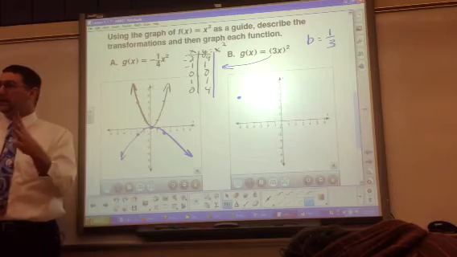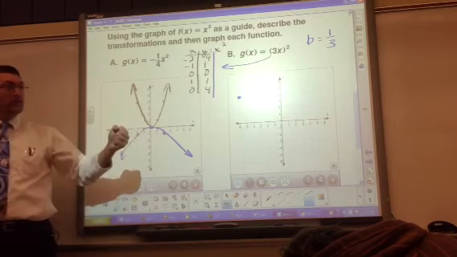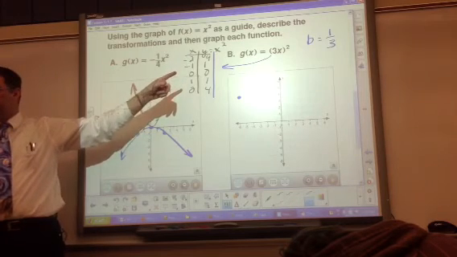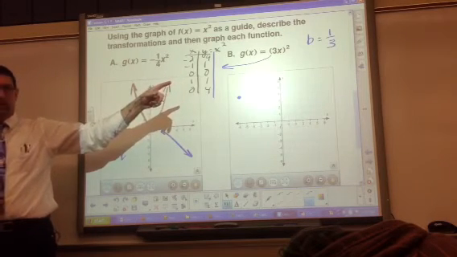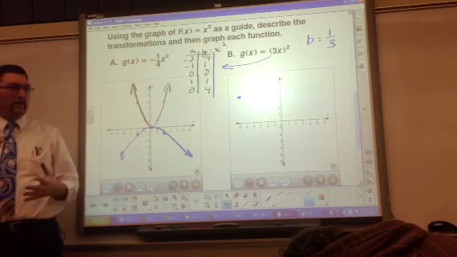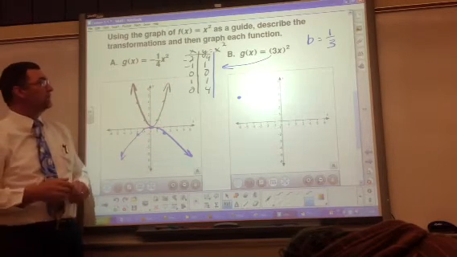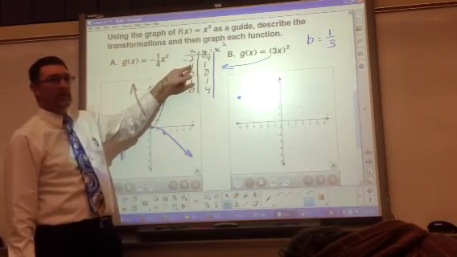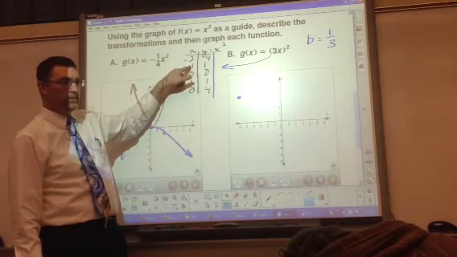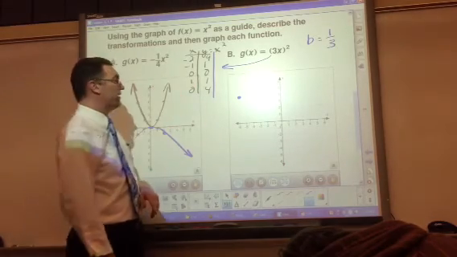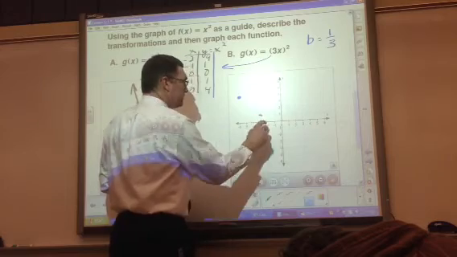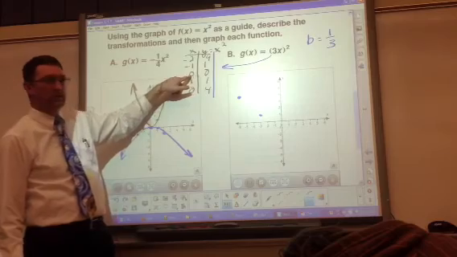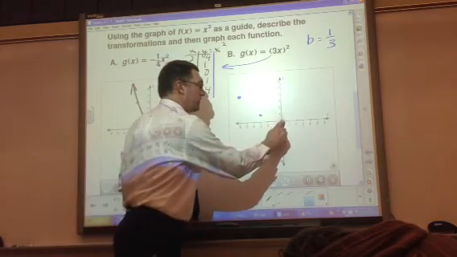Because if it's a horizontal stretch or compression, does that affect the y values? Okay. All right. It does not affect the y values, it affects the x values. So 3 times negative 2 is going to give me negative 6, 4. 3 times negative 1 is? Negative 3. So I have negative 3, positive 1. 3 times 0 is? 0. So we still have 0, 0.